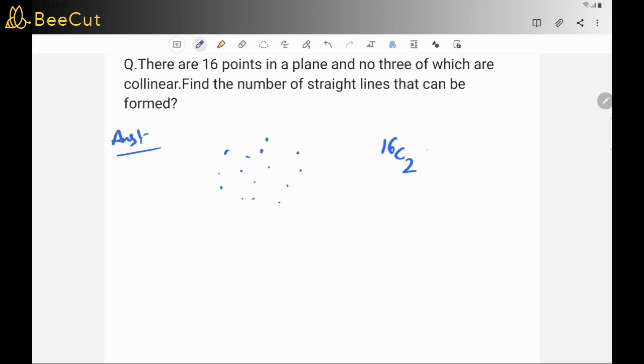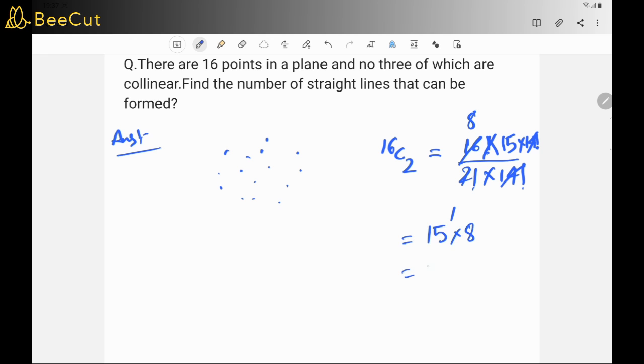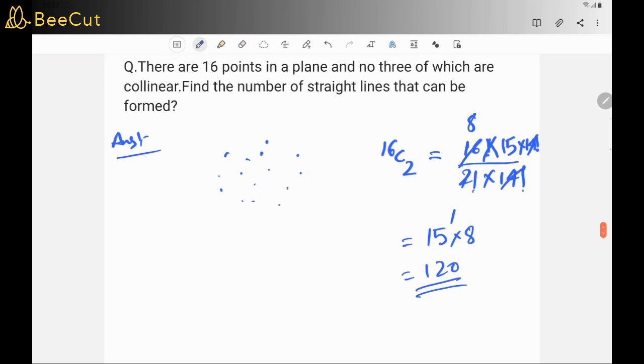So we will be able to form the straight lines. It is 16 factorial divided by 2 factorial into 14 factorial. 16 factorial is nothing but 16 into 15 into 14 factorial, so 14 factorial goes out. So it is 8 into 15, which is 120.